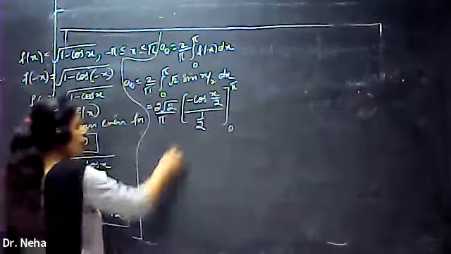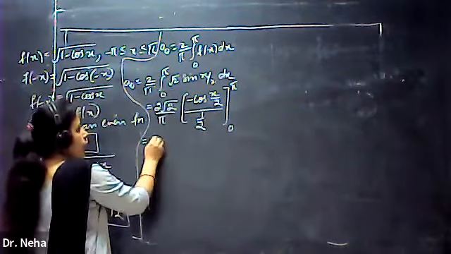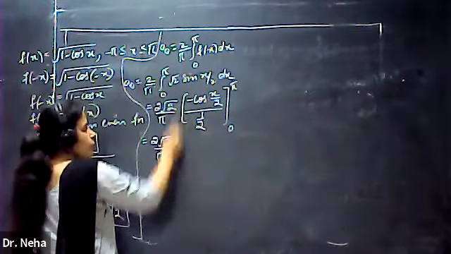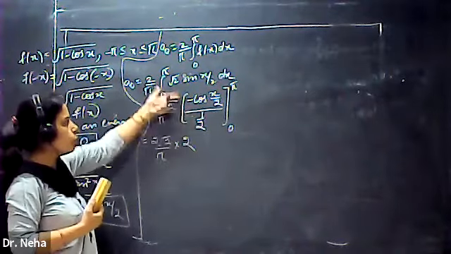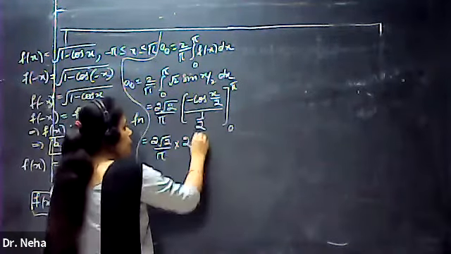Now see, 1 by 2 is in the denominator. When it goes into the numerator, it gets reciprocal. That means 1 by 2 will become 2. I hope it is clear to everyone. 1 by 2, when it goes into the numerator, will become 2 by 1, that means 2. Now let's substitute the limits.